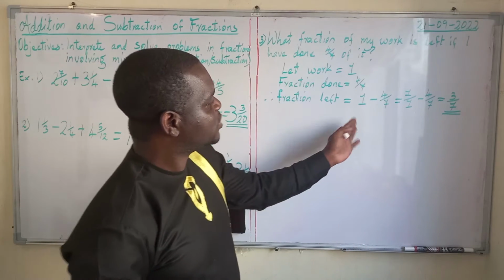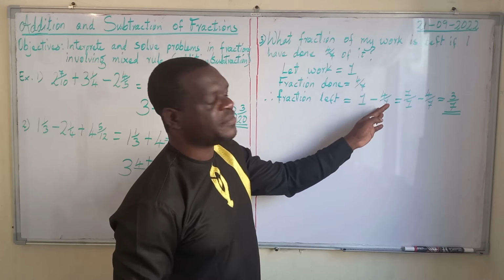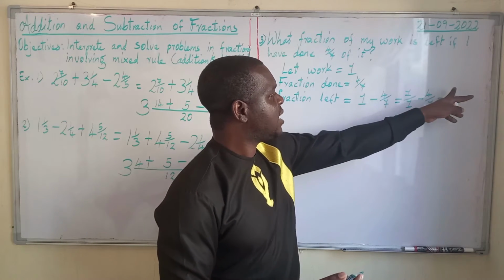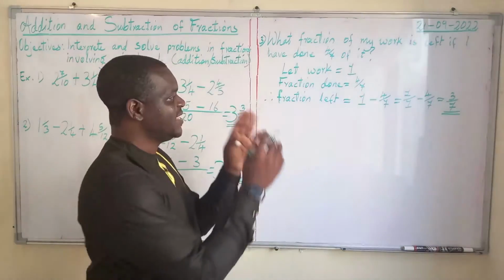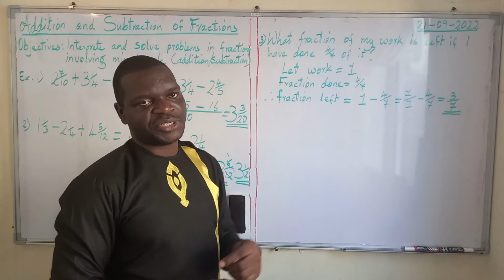So in this case, when you're subtracting a fraction from the whole, simply find the difference with the second fraction, and you express your answer by the same denominator. That is what you do if you have a word problem in fractions as such.